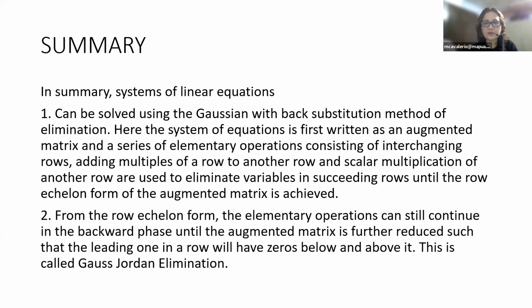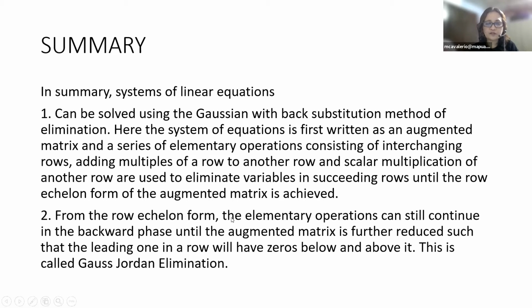Here, the system of equations is first written as an augmented matrix and a series of elementary row operations consisting of interchanging rows, adding multiples of a row to another row, and scalar multiplication are used to eliminate variables in succeeding rows until the row echelon form of the augmented matrix is achieved.